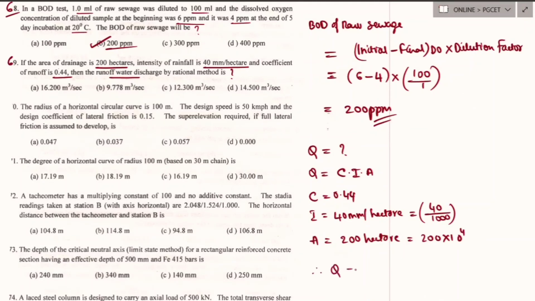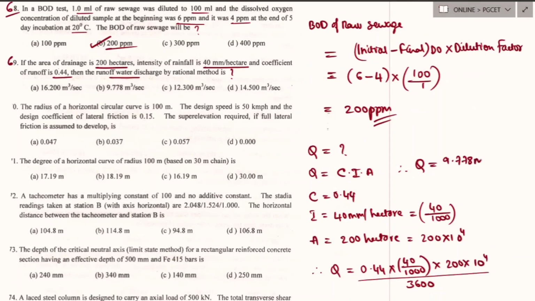By substituting these values, the runoff discharge Q is equal to 0.44 into 40 by 1000 into 200 into 10 to the power of 4 divided by 3600. On solving this, the runoff discharge Q is equal to 9.778 meter cube per second. So option B is the right answer.